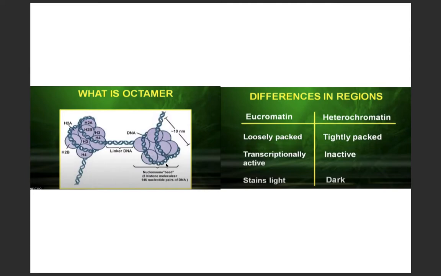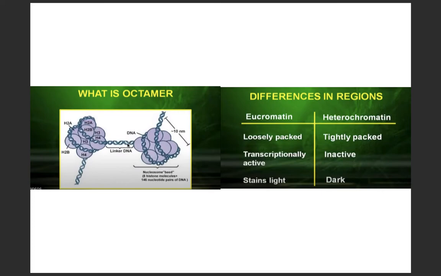It means that around that octamer unit, 146 to 200 base pairs are wrapped in one octamer unit. On the basis of this, you can see the structure of the DNA inside a cell having two different stains. One portion is lightly stained and the other portion is darkly stained. Where this octamer beaded structure is present, the part of the DNA at that place is darkly stained, and it is known as heterochromatin.